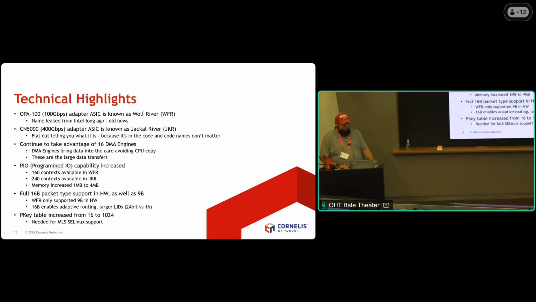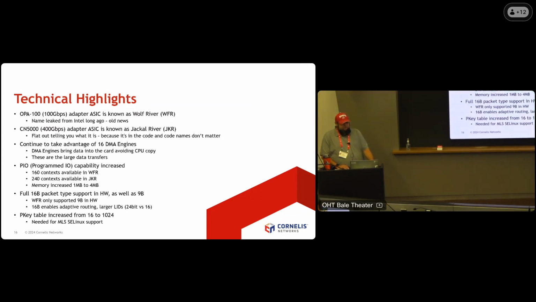One of the big changes is we're going full support for 16B packets. The 16B refers to the number of bytes in the header. We've traditionally used what we call 9B packets, which is an 8-byte InfiniBand header plus an extra byte that the hardware strips off for us. But we're moving towards 16B. We will still support 9B packets, so we'll still support verbs and IP over IB, all that stuff.